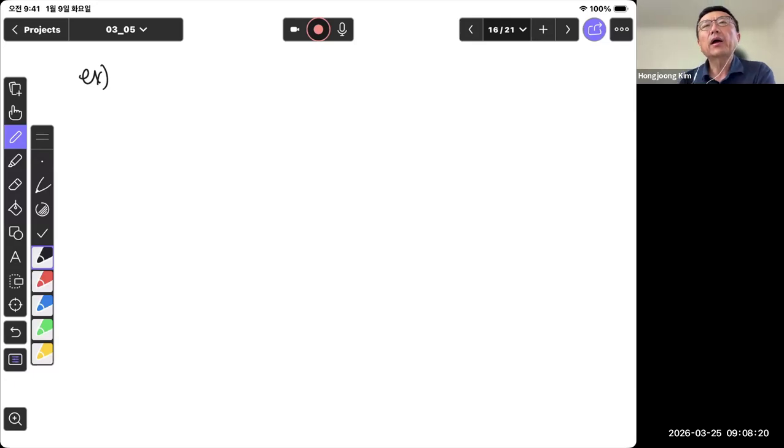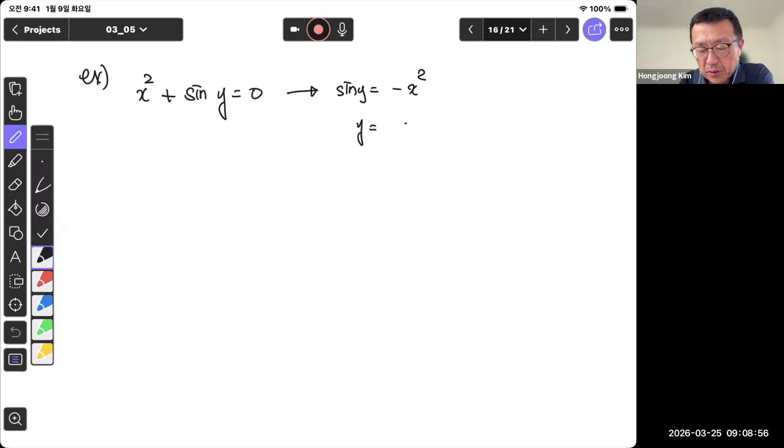So what if I have, say, x squared plus sine y equals 0? The only difference in this example is that previously I had y, but now I have sine y. If we want to derive the explicit representation, we can do that. Actually, sine y is negative x squared, so y will be arcsine of negative x squared.